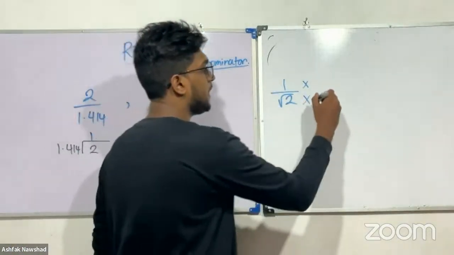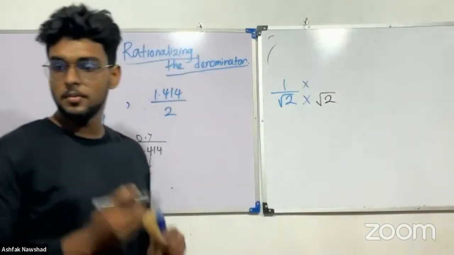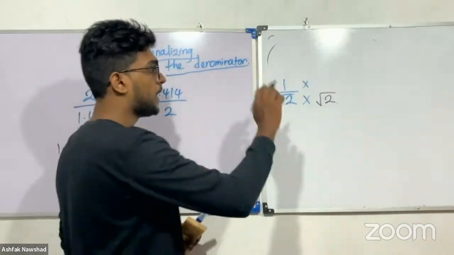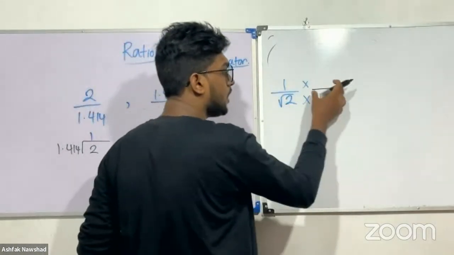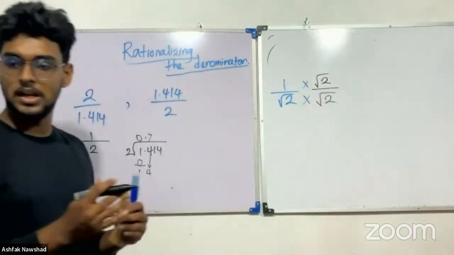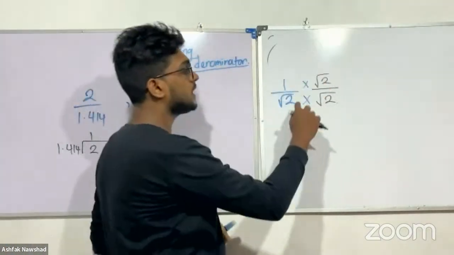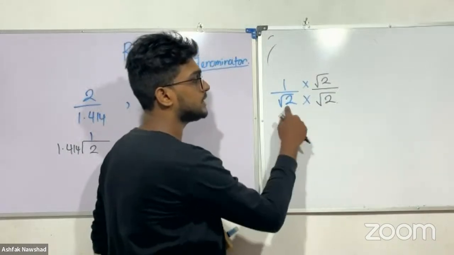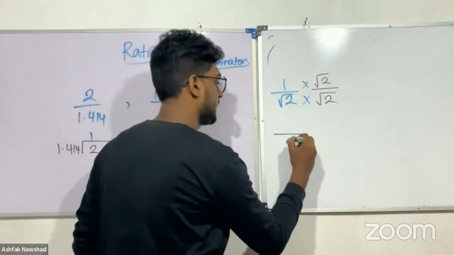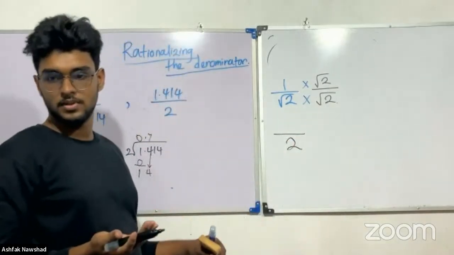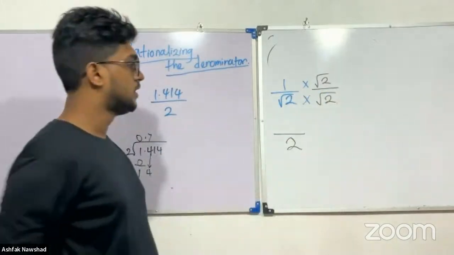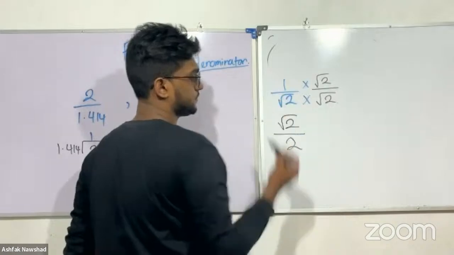If you multiply root 2 by root 2, the square root gets removed. But in fractions, we can't do this only for the denominator. We must do the same thing for the numerator to make it equivalent, right? Now you see root 2 times root 2. What is the answer? Root 2 times root 2 is root 4, which in turn gives us 2. And 1 times root 2 is just root 2.